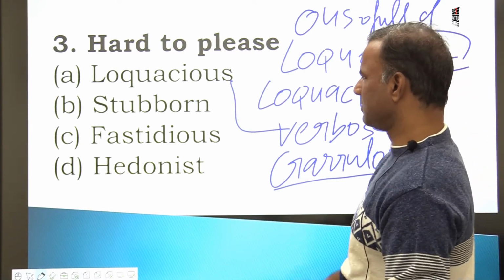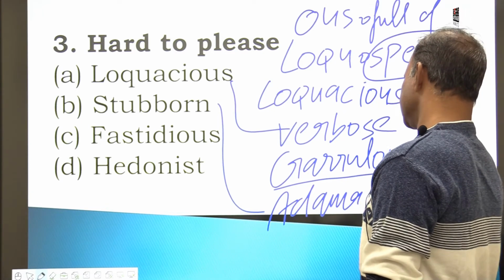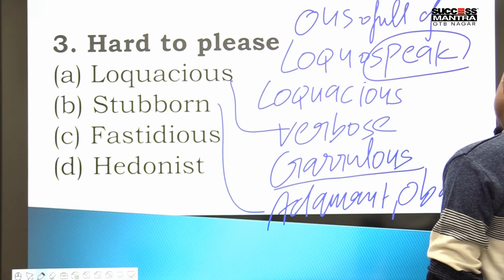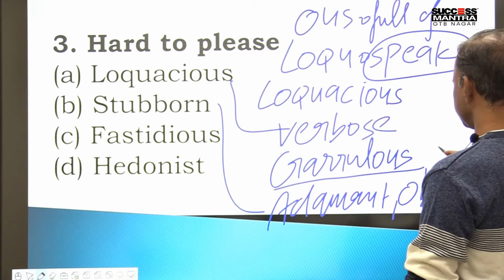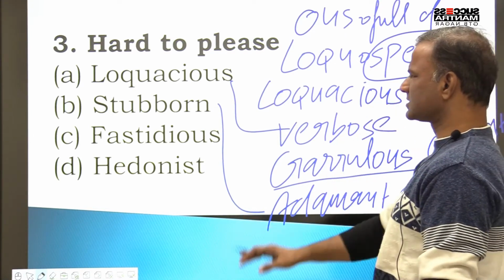Okay, and what is stubborn, guys? Adamant. Stubborn is called adamant. Ziddi, obdurate child, and now recalcitrant, obstinate you can say, obstinate, obdurate. So we can call this like this.